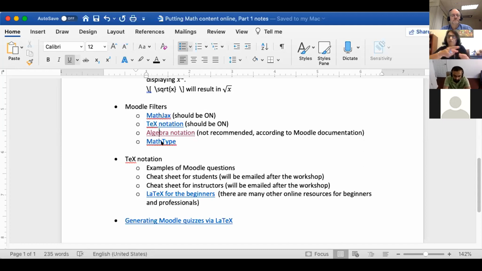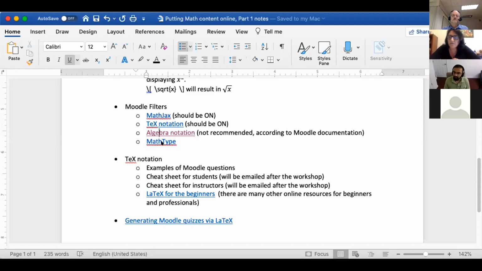It took some time for us to figure out how these TeX notations and the MathJax filter work. I think this is basically what I wanted to talk about in this part of the workshop. Guys, do you have any questions?